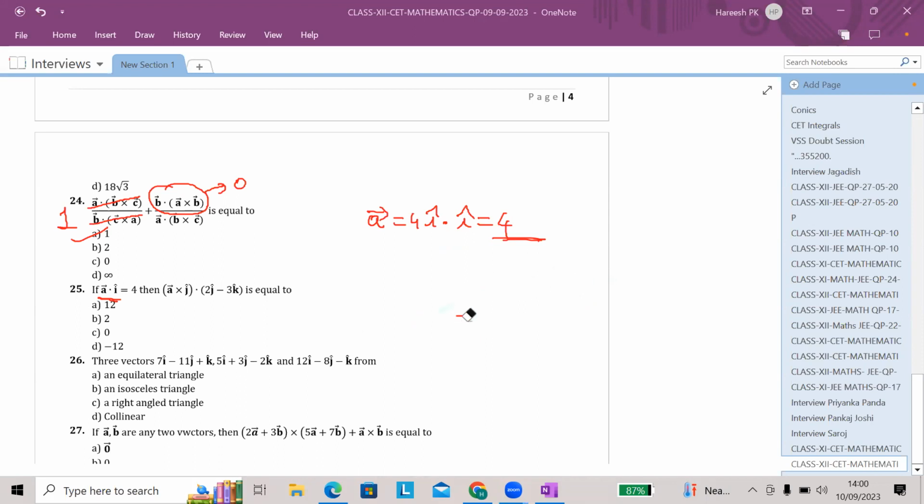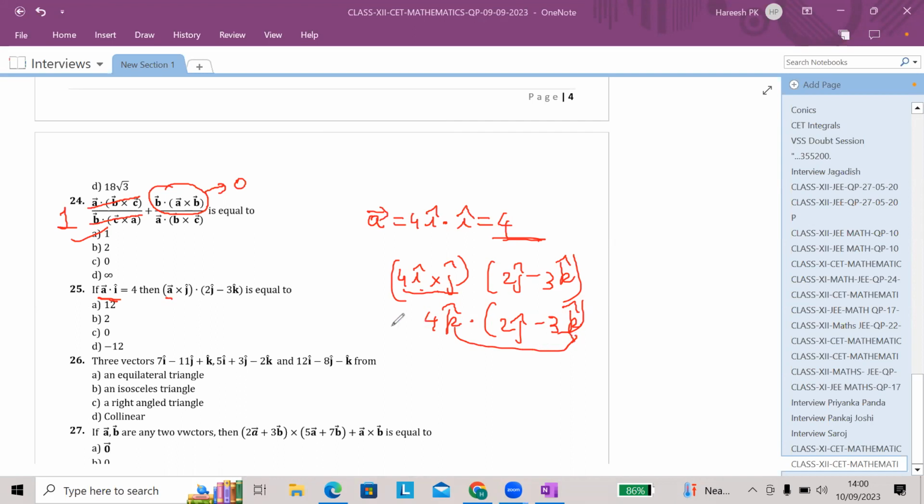So now 4I cross J into 2J minus 3K. Now how much is I cross J? I cross J is K. So you'll get 4K dot 2J minus 3K. Now it's only going to be K dot K. So the answer is minus 12.